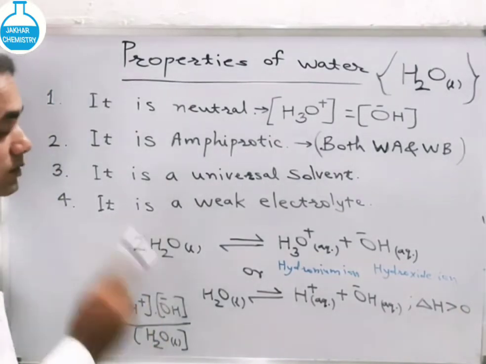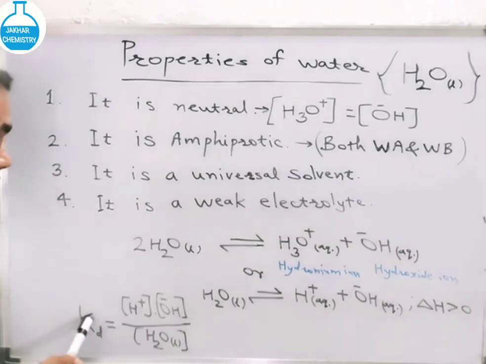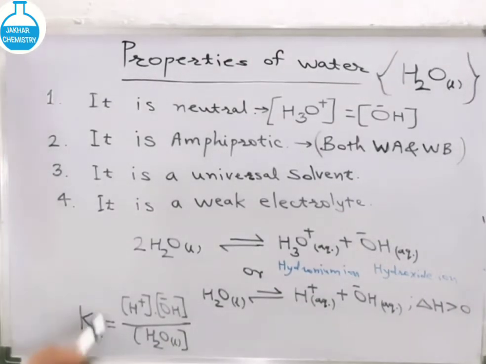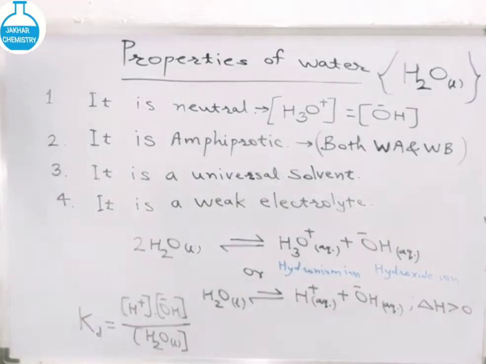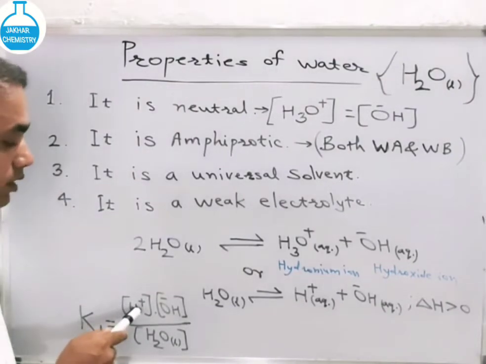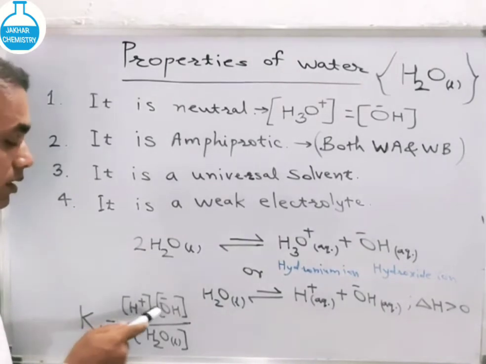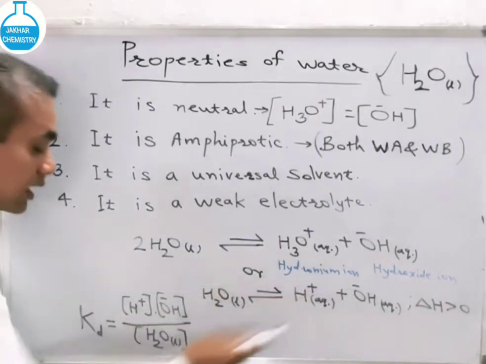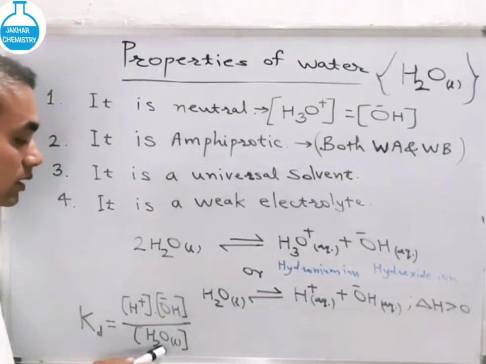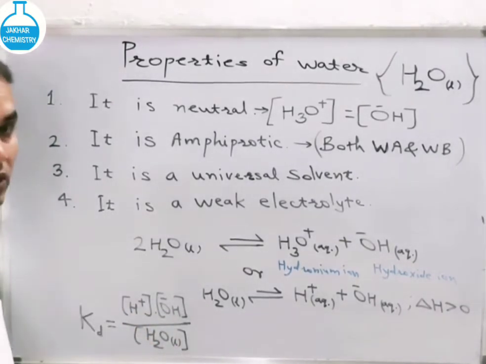Now by the law of mass action, if we write the equilibrium constant Kc value, here we are mentioning this as Kd, meaning dissociation constant, or we can say it is an equilibrium constant in terms of concentration. So Kd equals the active mass of products like H3O plus or H plus, multiplied by the active mass of hydroxide ion, upon the active mass of water, and these active masses are all at the equilibrium state.